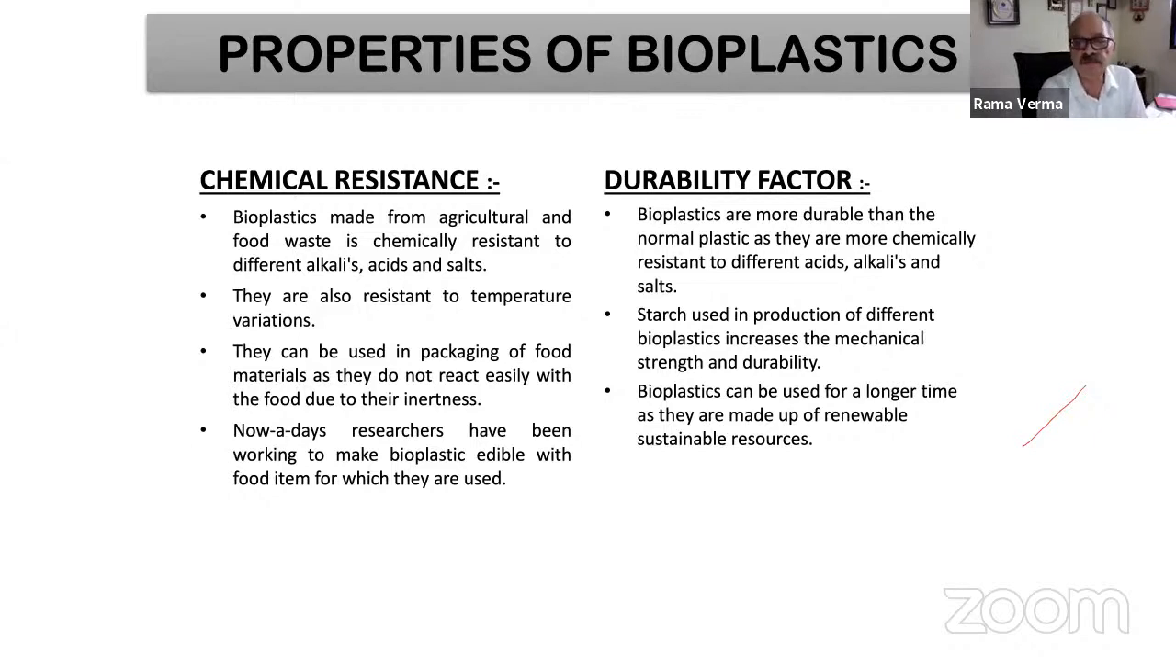So what is the durability factor? Bioplastics are more durable than normal plastic as they are more chemically resistant. And the starch used in the production of different bioplastics increases mechanical strength and durability. If you see a plant, it can stand for 100 years. So if you use that material from the plant, the plastic also has much more mechanical strength and durability. So bioplastic can be used for a longer time as it is made of renewable sustainable resources. That's where bioplastics are much better.